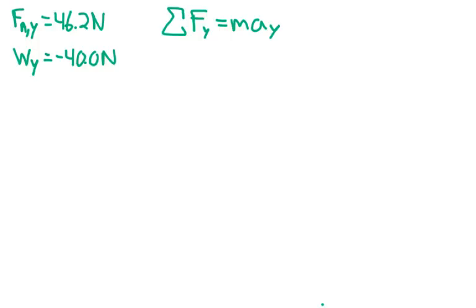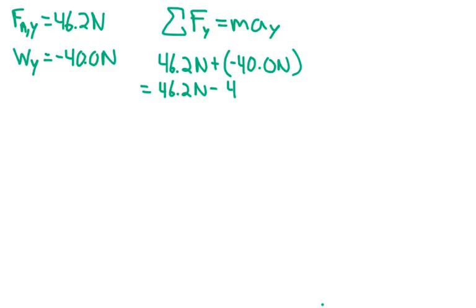So let's write that out. We've got 46.2 newtons, plus, so we're summing the negative 40.0 newtons, which is equal to 46.2 newtons minus 40.0 newtons, which of course is equal to just 6.2 newtons positive. Now, don't forget, this is just the left-hand side of our equation. So the sum of all the forces is 6.2 newtons.